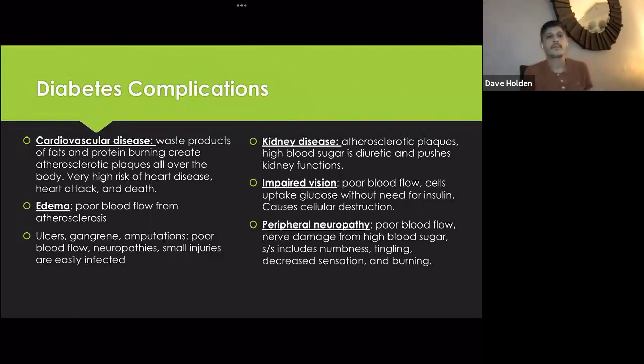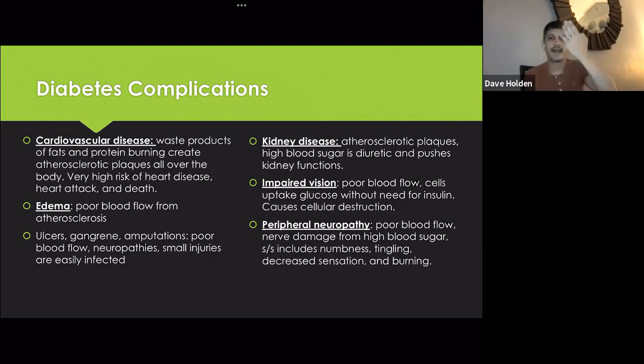All right. So we keep talking about diabetes and we keep saying that it's really bad and that it causes all these side effects. Well, some of the primary complications of diabetes have to do with the heart and the kidneys. So with cardiovascular disease, since the body's burning all of these fats and all of these proteins, that starts to create plaque, right? The same kind of plaque that you're familiar with, creating atherosclerosis.